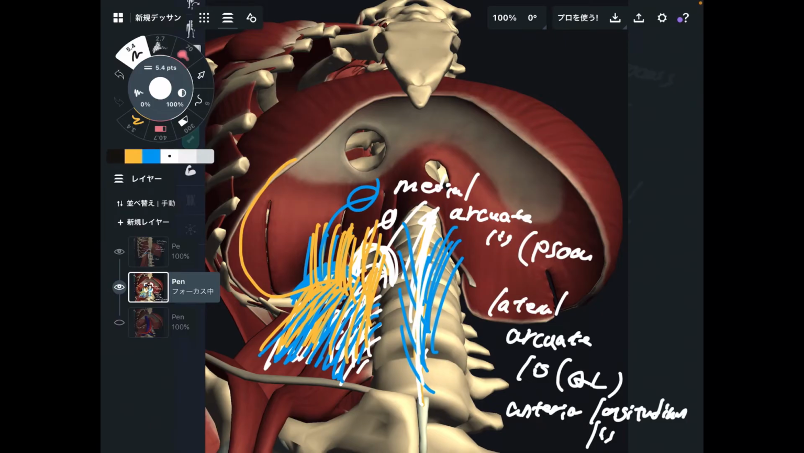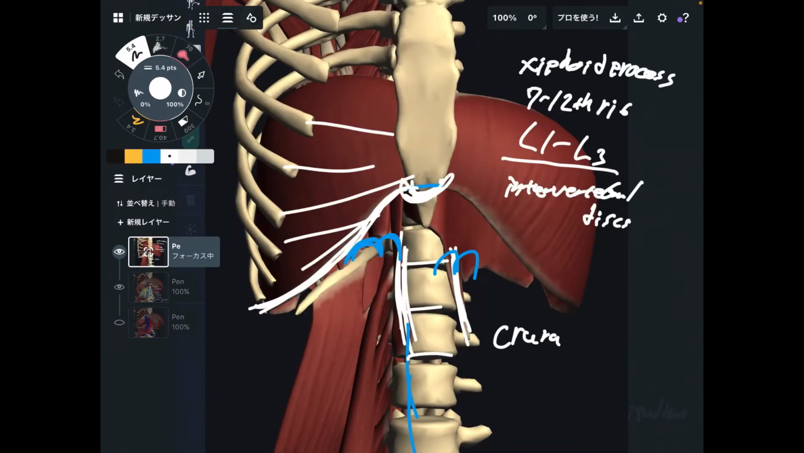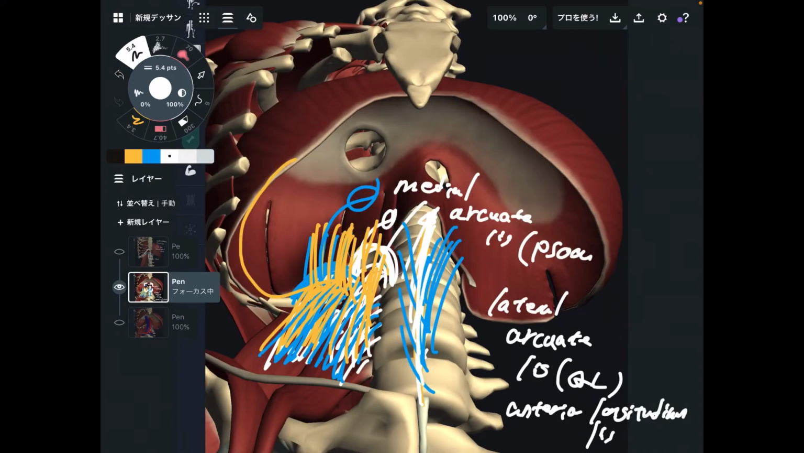Well, this is origin. Let me review. Xiphoid process, 7th rib through 12th rib. This is crura. Let me change picture. Medial arcuate ligament, relationship with psoas. Lateral arcuate ligament, relationship with quadratus lumborum. Then anterior longitudinal ligament. Oh, wait a minute, there are connection with lumbar spines and intervertebral discs. Oh my gosh, there are so many origins.